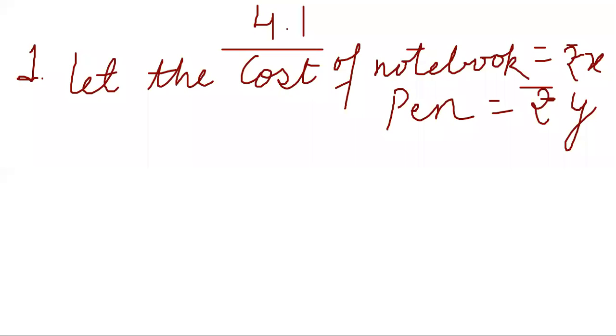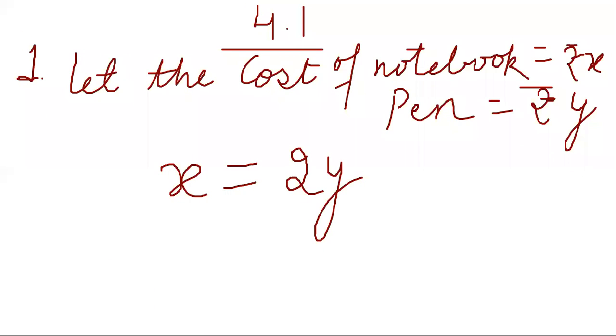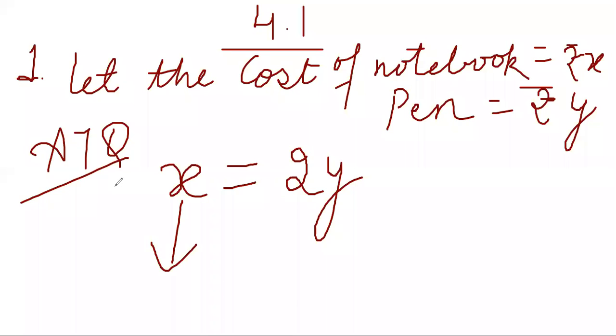Let's read it. Cost of notebook is x. Is twice. Twice means that is 2 times of cost of pen. So it will be x is equal to 2y. That will be the linear equation in two variable. Okay, x is equal to 2y. Cost of notebook is x, cost of pen is y, and cost of notebook is 2 times the cost of pen. So it will be x is equal to 2y. Yeah, 2y is equal to x is also right.